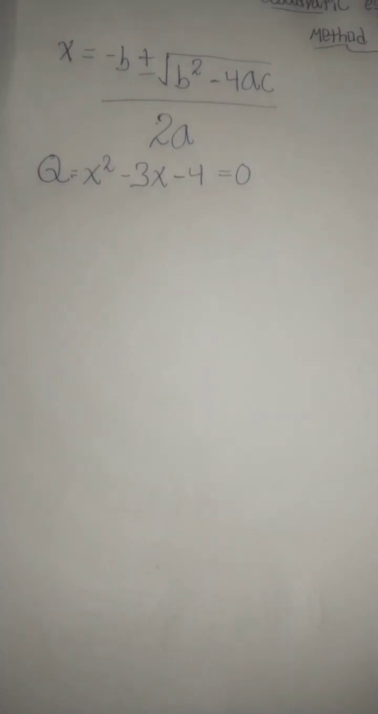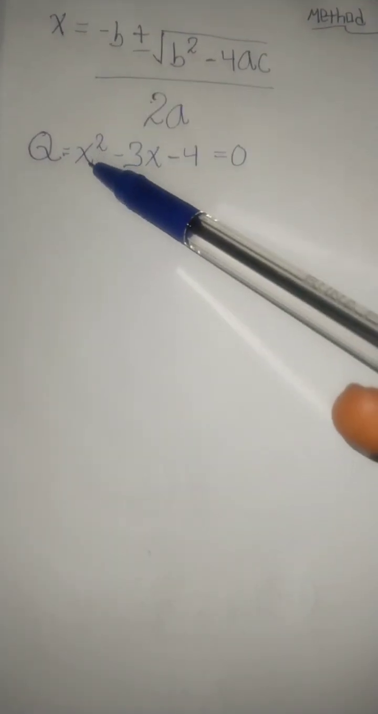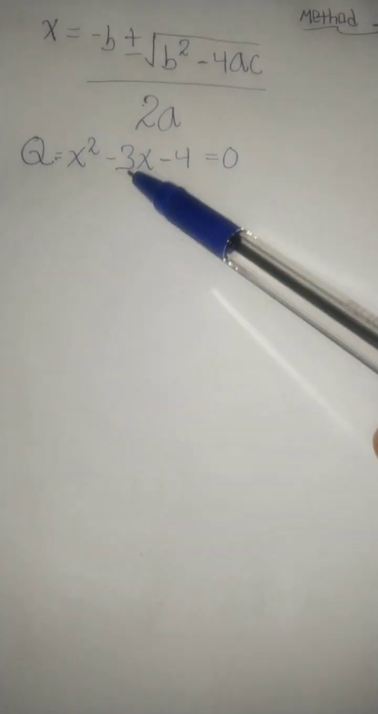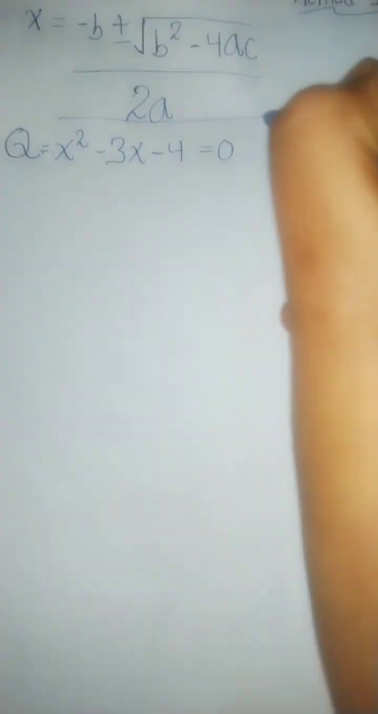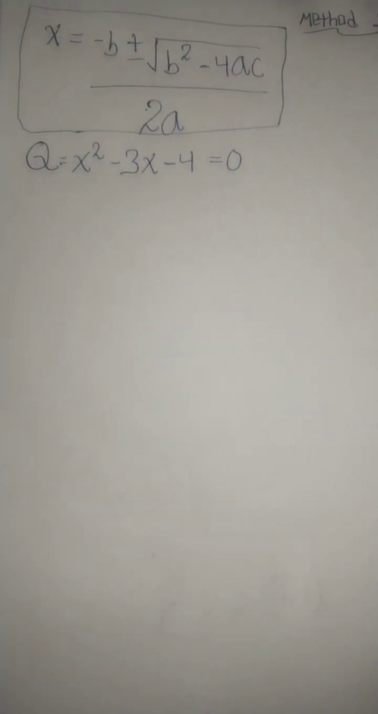So this is the quadratic equation that we're going to try to solve using the formula: x squared minus 3x minus 4 equals 0. So we're going to solve this quadratic equation using the formula. So let's get to it.